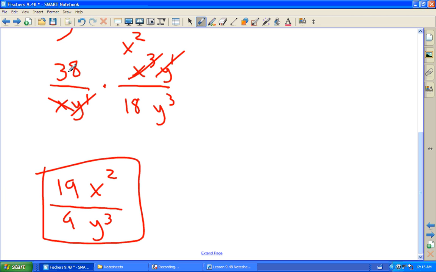I hope you saw this last step. I divided these each by 2. 38 divided by 2 is 19. 18 divided by 2 is 9. So there's my x squared. It was x cubed divided by x. And there's my final answer.